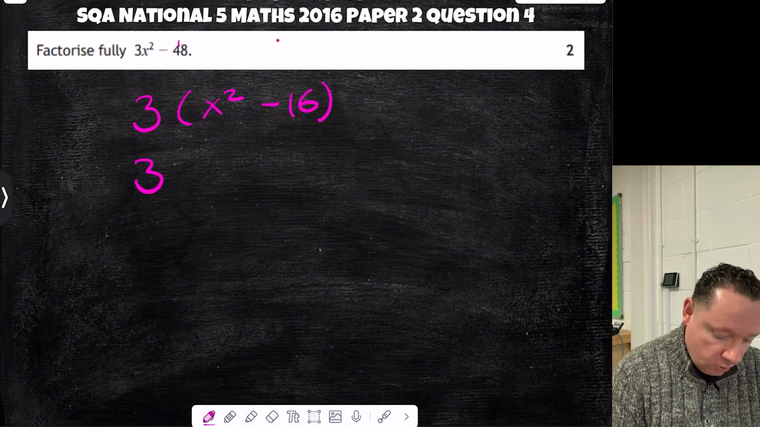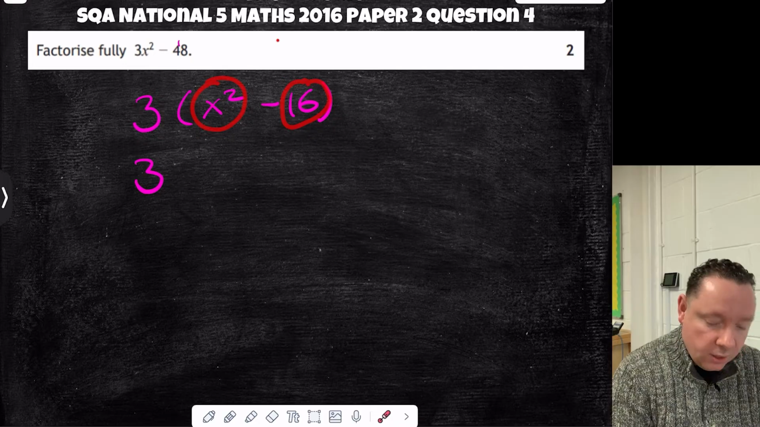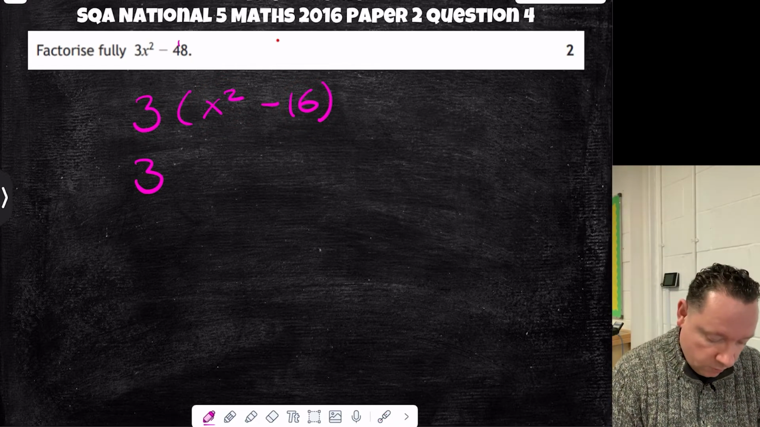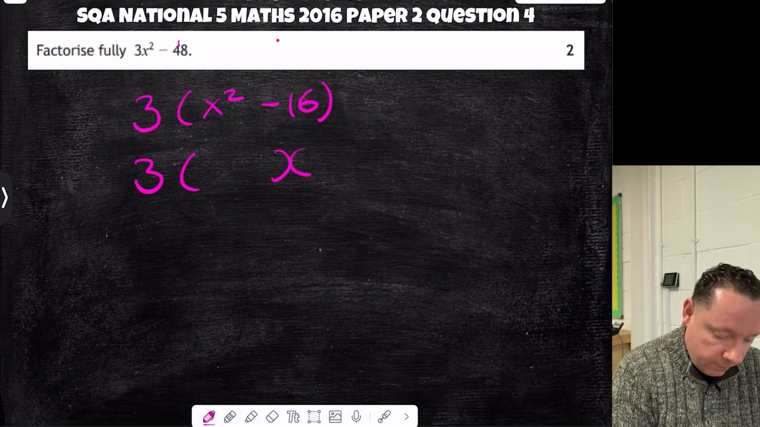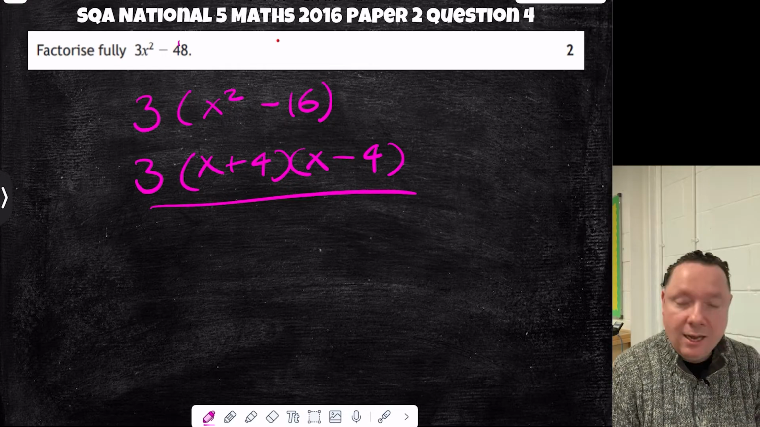You know it's a difference of 2 squares because you've got an x squared, or something squared, and then take away a number which is a square number. So that's just double brackets. x in each place, the square root of 16 is 4, so that goes in each place, plus in one bracket, minus in the other, and you're done there.